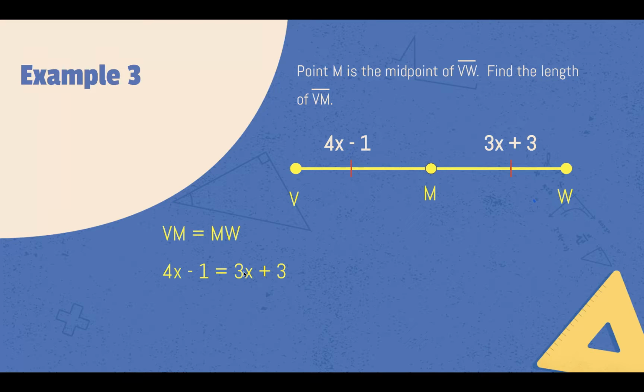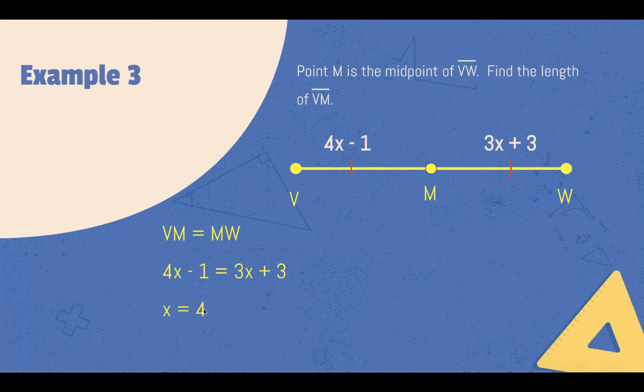So what are we going to do? We're going to subtract 3x from both sides of the equation. That'll leave us with just 1x over here. Then at the same time, we're going to add 1 to both sides. So that is going to give us 4 on this side of the equation. Okay, so we know that x equals 4.